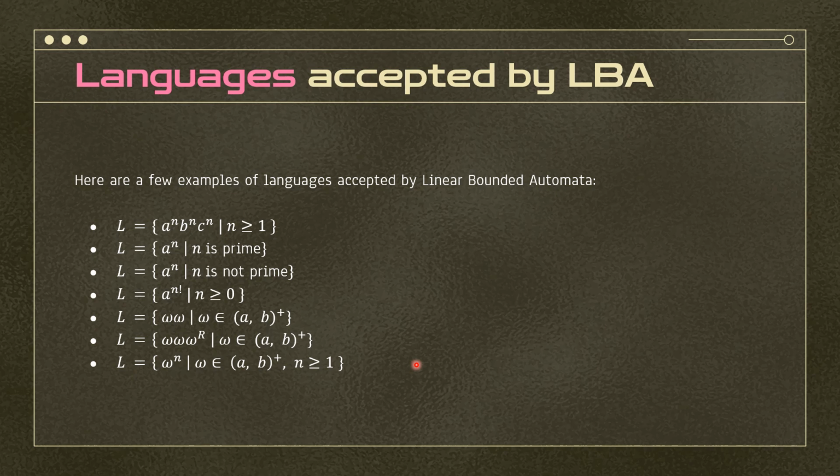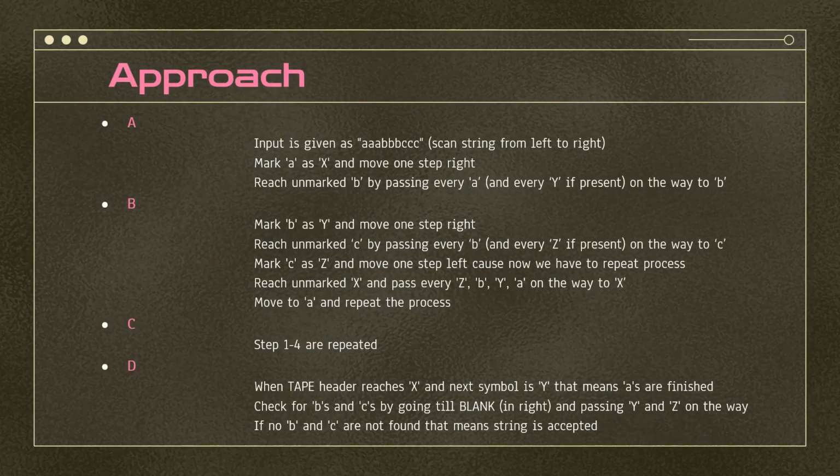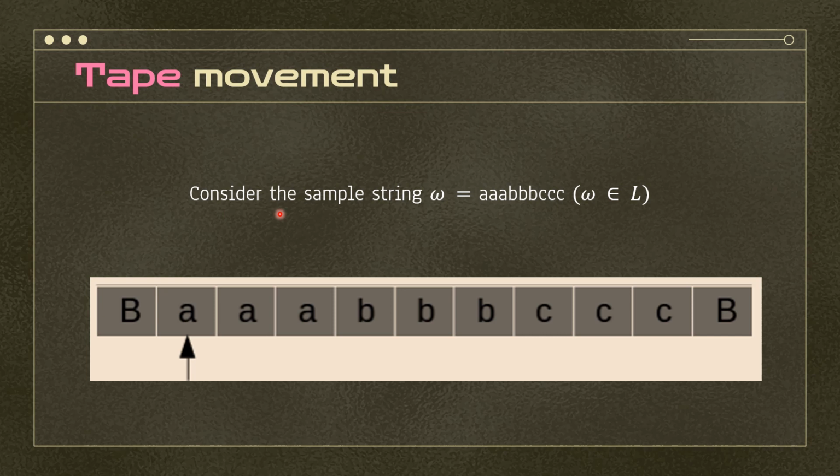Since these languages are accepted by an LBA, clearly they must be context sensitive. Let's design an LBA for one of the languages listed in the previous slide, namely L equals a^n b^n c^n, where n is the common constraint and is greater than or equal to 1. This is the basic algorithm or approach that we'll use to proceed with the design of the LBA. We'll consider the sample string AAABBBCCC. Clearly, this string belongs to the language a^n b^n c^n.